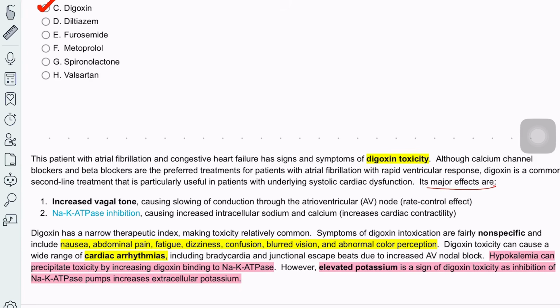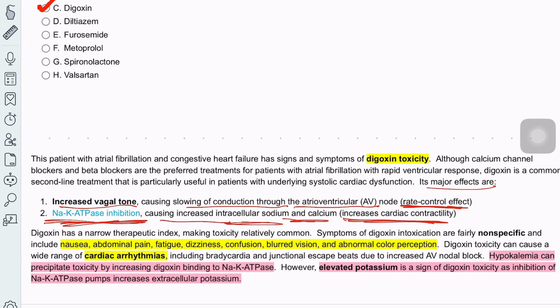Its major effects are it increases the vagal tone, causing slowing of the conduction through the AV node, which is the rate control effect. Then second is sodium potassium ATPase inhibition, which causes increased intracellular sodium and calcium, which increases the cardiac contractility. Digoxin has a narrow therapeutic index, making toxicity relatively common.